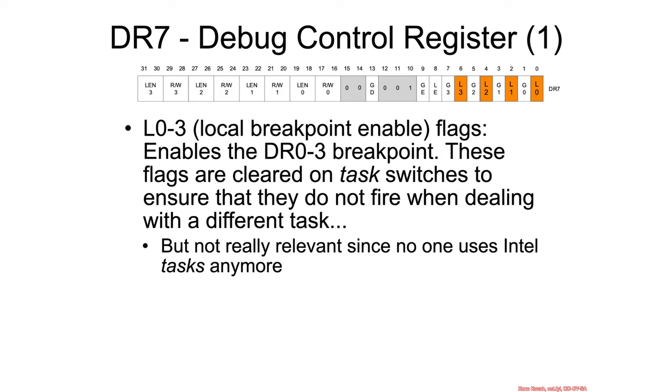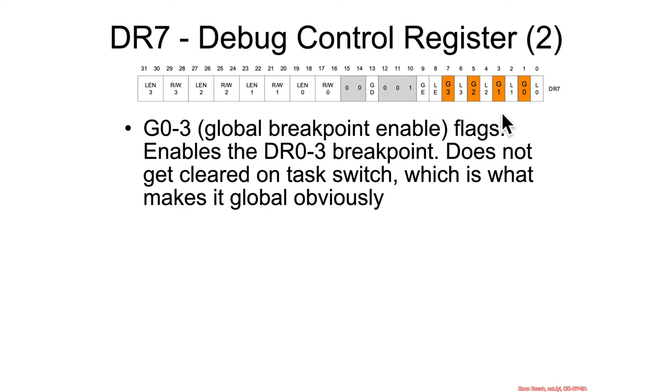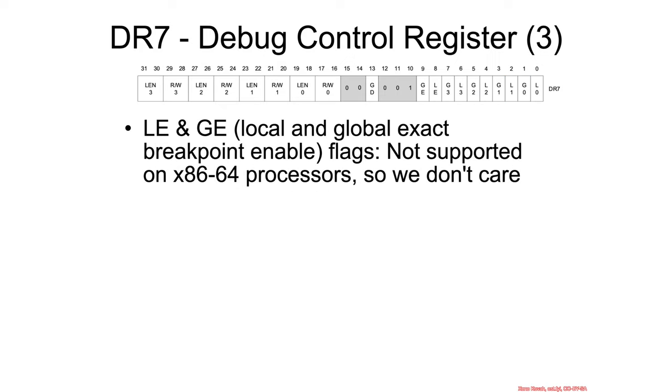So let's look at the first control bits. L0 through L3 are the local breakpoint enables. These flags are nominally cleared on task switches, but as we said, no one uses tasks and task switches for this purpose anymore. So for all intents and purposes, these can just be used as is. G0 through 3 were the global breakpoints, which were going to survive task switches. But again, because no one does task switches, the differentiation between local and global is meaningless at this point, and people tend to just use the local enable. Now there's also a LE and GE, but we don't care about these on 64-bit processors because they're not supported.